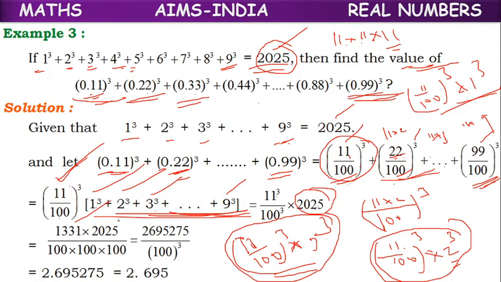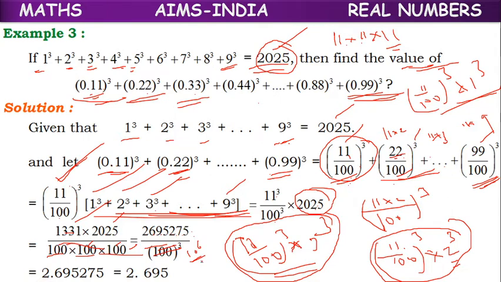1331 into 2025. So downside we have 100 cube, means 100 into 100 into 100. So numerator part, 2695275, we got this. So downside how many zeros we have? 1, 2, 3, 4, 5, 6. Means we can write it as 10 power 6. So what does it mean?